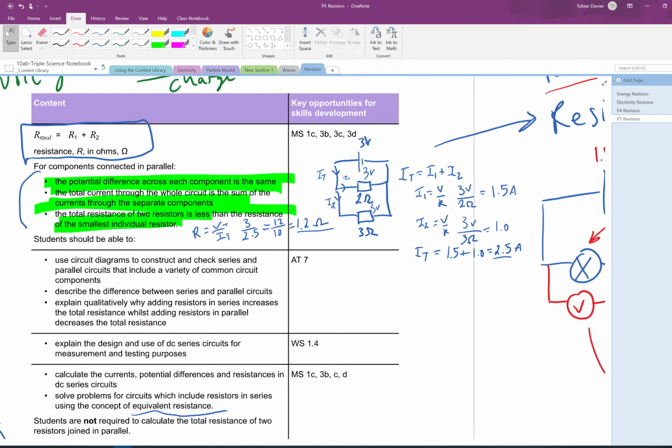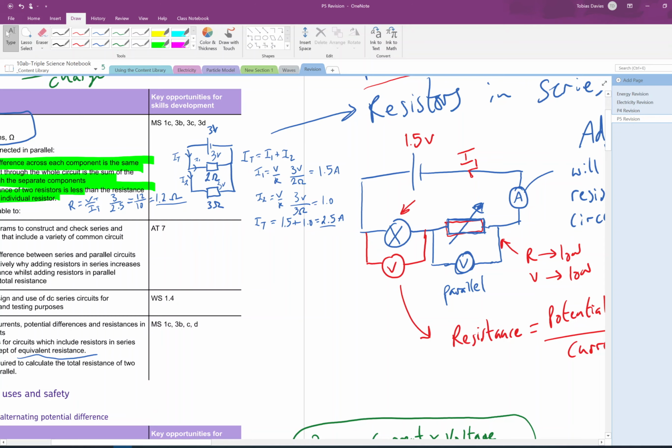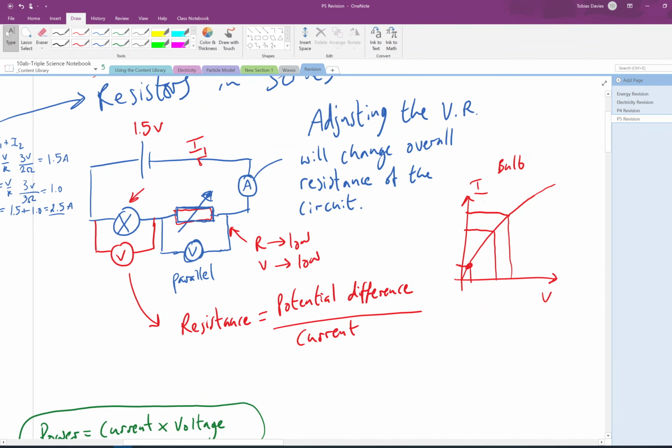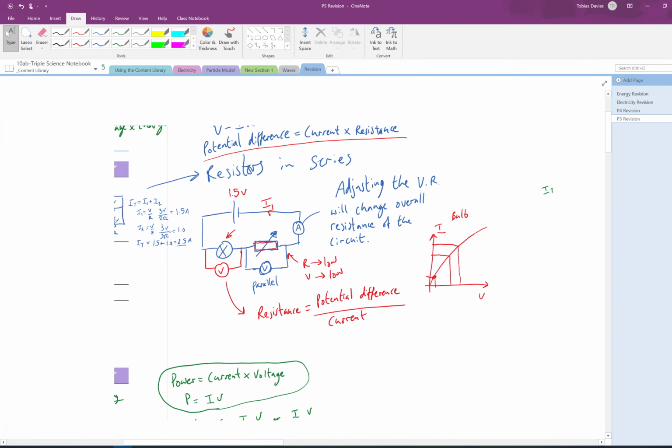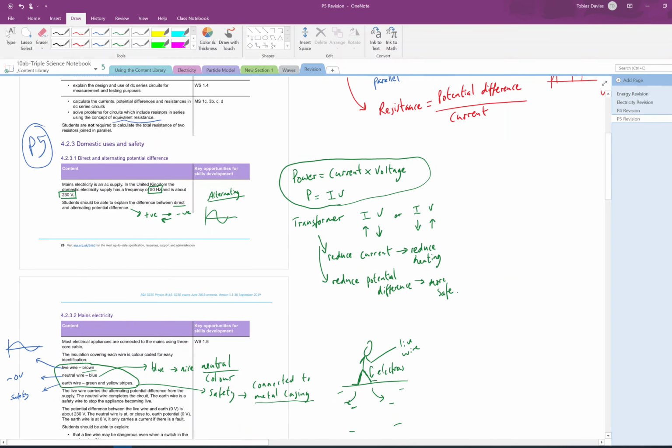I have definitely drawn enough series and parallel circuits for you to make you want to never see another circuit again. But just in case you want to see another circuit again, there we go, look. That's another circuit. Okay.